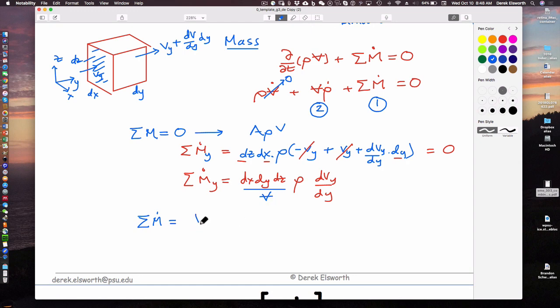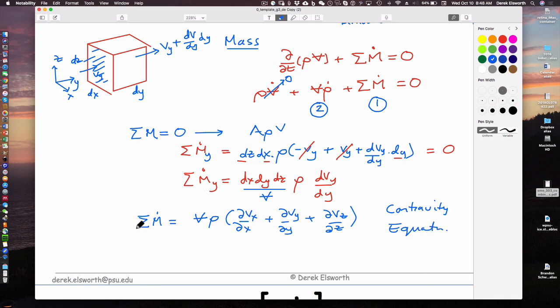And so if we do it for the other two components, which are in x and z, then we end up with volume of the control volume, density, and I'm going to do as a partial, velocity in the x direction dx, plus velocity in the y direction dy, plus velocity in the z direction dz. So this is sometimes called the continuity equation. It's certainly a mass conservation equation, and this can be equal to 0 so long as there's no accumulation.